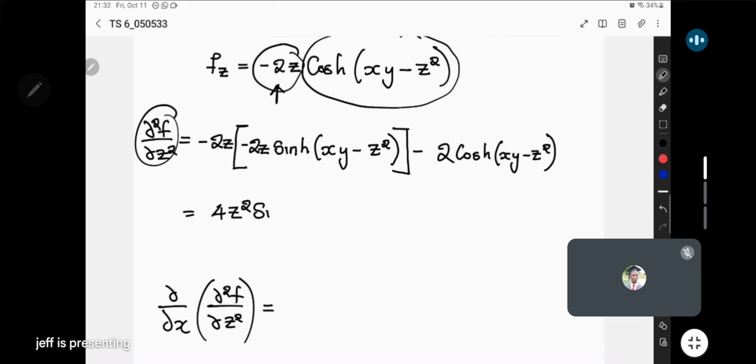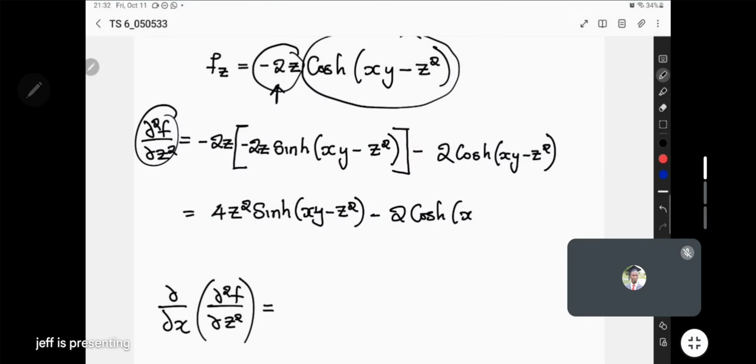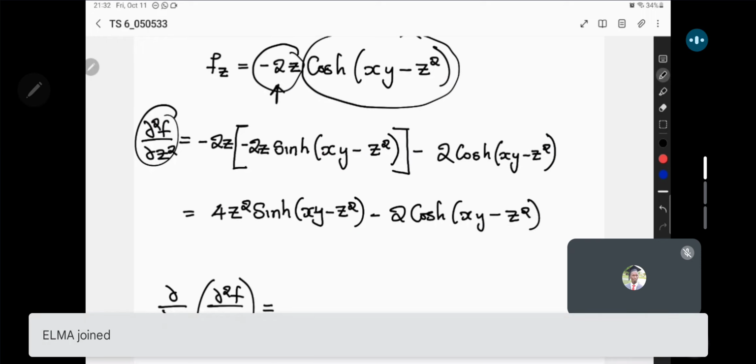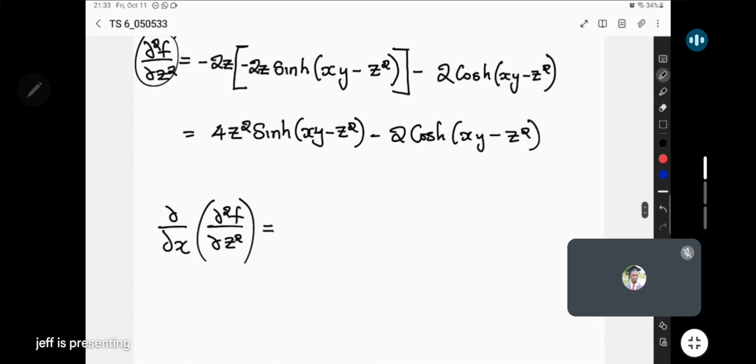Then we'll have sinh here, then I'll have xy minus z, then minus 2 cosh, xy minus z. So this is where we are. Now I want to differentiate this expression with respect to x. Everything else is a constant. Now here we see that there are no complications. This is just one term.